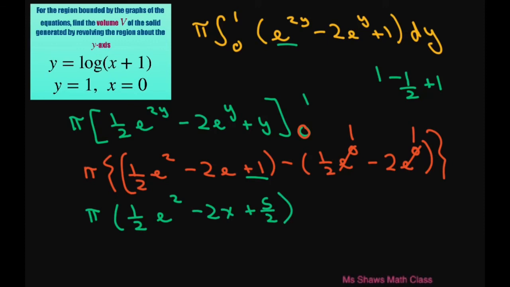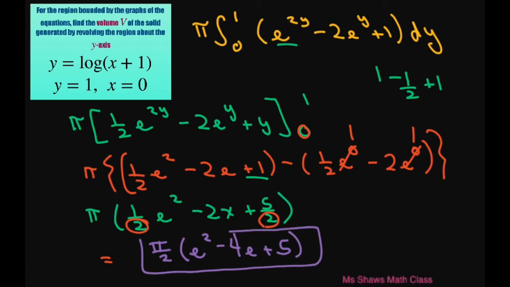All right, and we can pull out a 2 here. If I pull out a 2, I can rewrite this as pi divided by 2, and we'd have e squared, but we have to multiply the rest by 2. So that would be minus 4e plus 5. This is just a little nicer way to write it. This answer is fine as well.